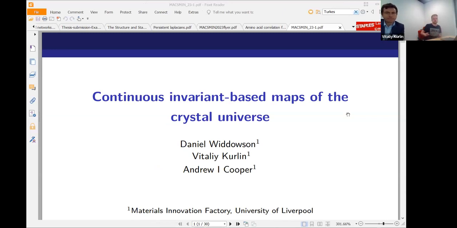The first third will be stuff we heard yesterday and last year as well. I'm just going to introduce our problem statement and what we're aiming towards, and then I'll introduce our tools. We call them these invariants, right? And then the maps will come in the back end one third of the talk.